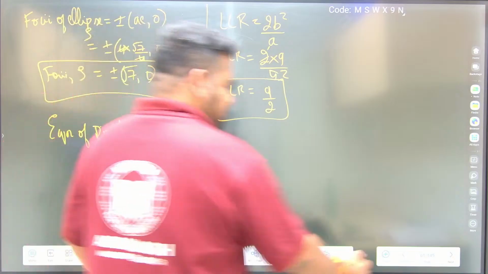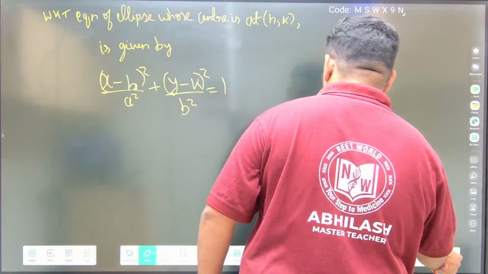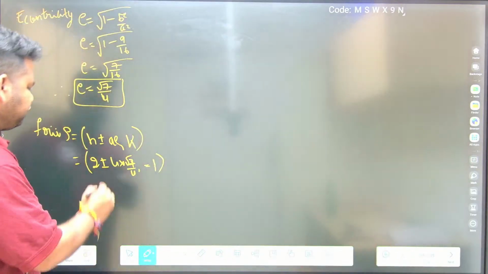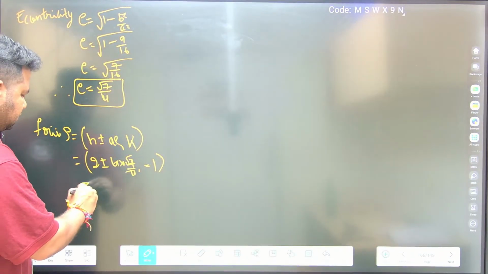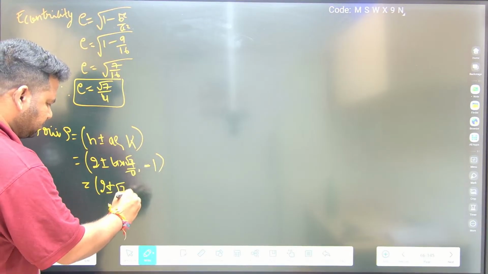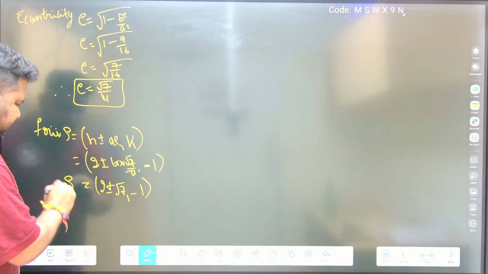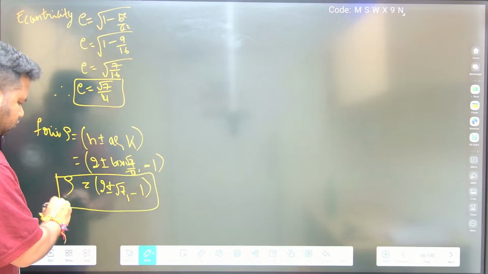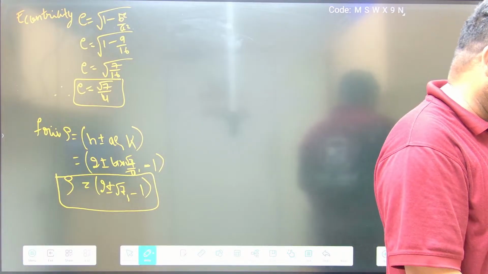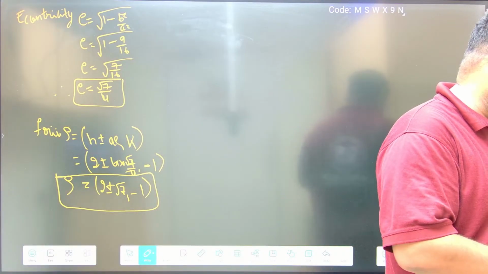Okay, that is correct. Now see here, this will become what? 4 and 4 I can cancel. So this will be what? 2 plus or minus root 7 comma minus 1 comma minus 1. This is the foci, friends. 2 plus or minus root 7, minus 1 comma minus 1 is the foci.